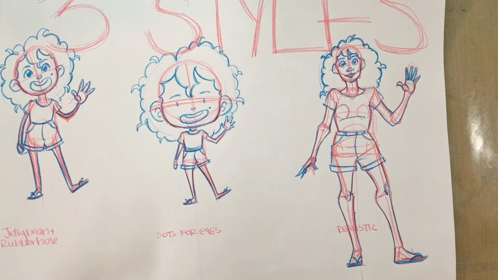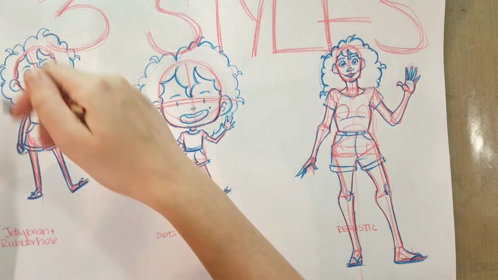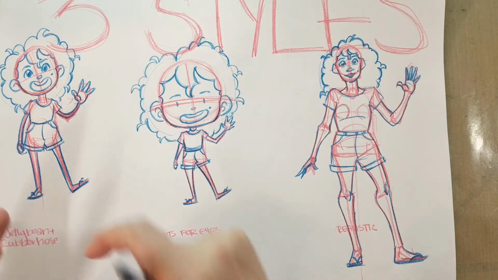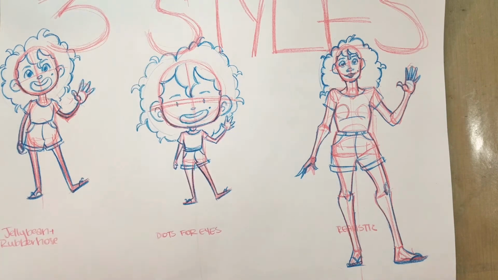So now I'm going to show you guys a little bit of character refinement, and we're going to do that here with the jelly bean and rubber hose, just because I had some complaints with this initial character design, and while it doesn't need to be perfect, I'd like to show you.